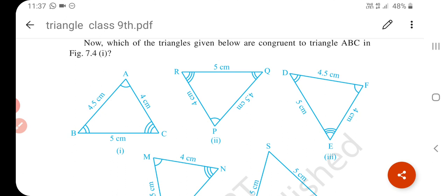Okay, student, you know in a triangle there are three sides and three angles. Okay, so when are two triangles called congruent? If and only if they have exactly the same shape and the same size. Okay, and how can we see whether they have the same shape or the same size or not? Congruent triangles are equal in all respects.